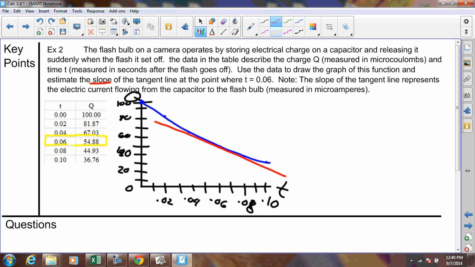One estimate that is admittedly not going to be perfect, but we could take 0.05, and 0.05 we would expect to be maybe about halfway between 0.4 and 0.6. So if we went halfway between 67 and 54, see, 67 and 54 are 13 apart. If we just average those two out, let's grab a calculator and do that.